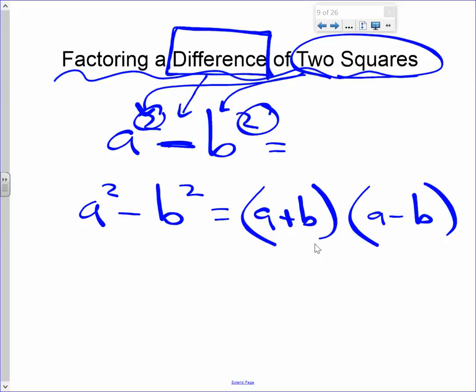So a difference of two squares pattern, go write the pattern. Here's a pattern. A squared minus b squared becomes a plus b times a minus b.